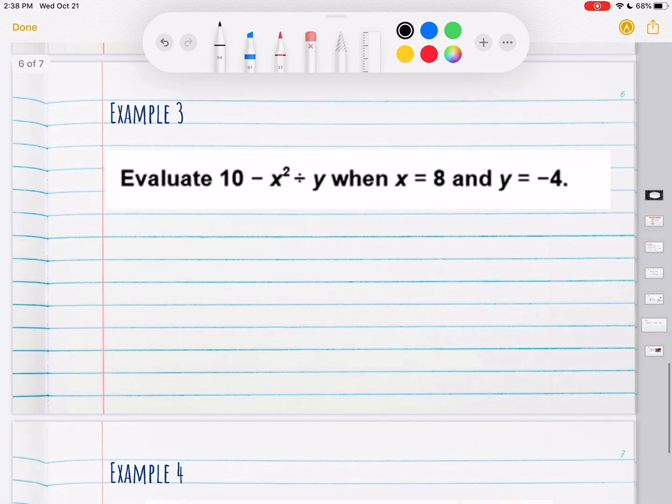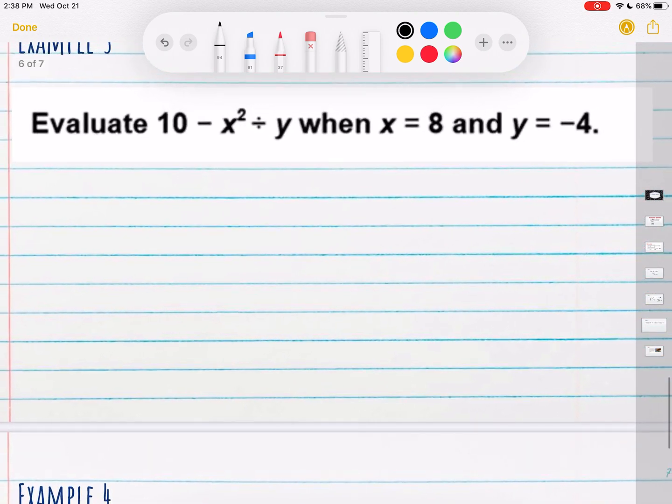Let's extend our thinking a little bit. Evaluate 10 minus x squared divided by y when x equals 8 and y equals negative 4. Remember, evaluate is another fancy word for solve. So we have to solve this, and it looks like they have x's and y's in this expression, but they're telling us that x is equal to 8. So whenever I see an x, I'm going to plug in 8. And y is equal to negative 4. So whenever I see a y, I'm going to replace it with negative 4.